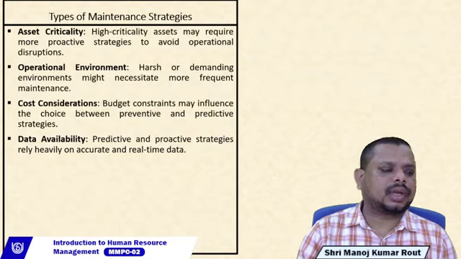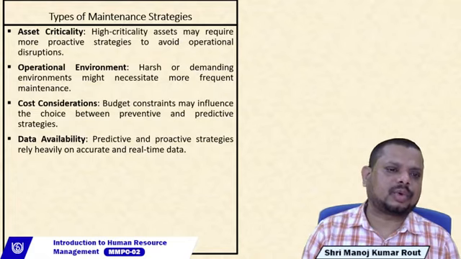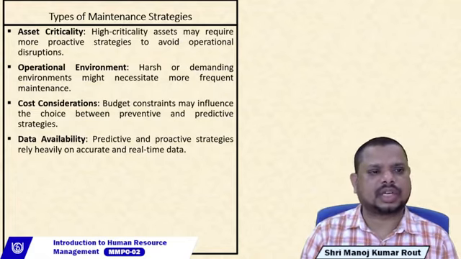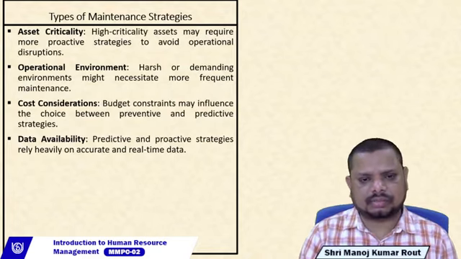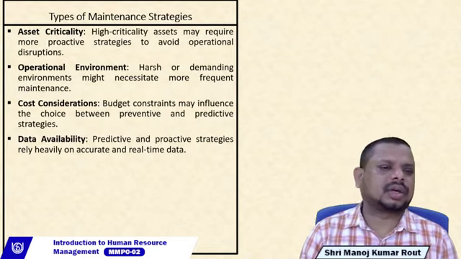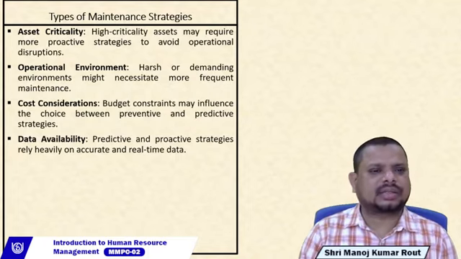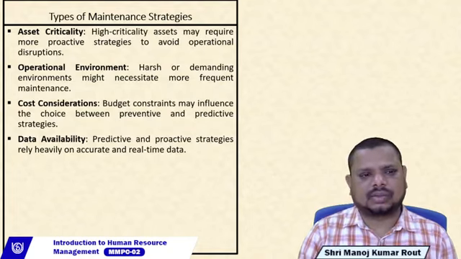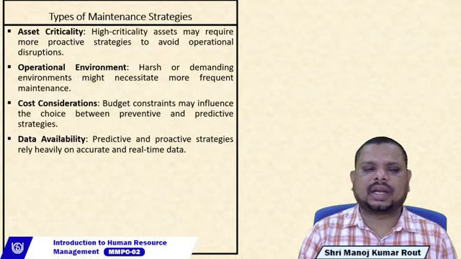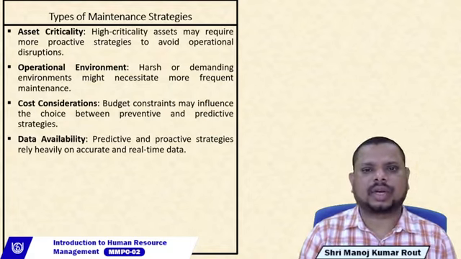Moving to the next one, we have asset criticality. A high criticality asset may require more proactive strategies to avoid operational disruptions. Depending upon the complexity of machines or the complex parts those machines have, you have to focus on asset criticality. They may need a large amount of proactive strategies to avoid various breakdowns.